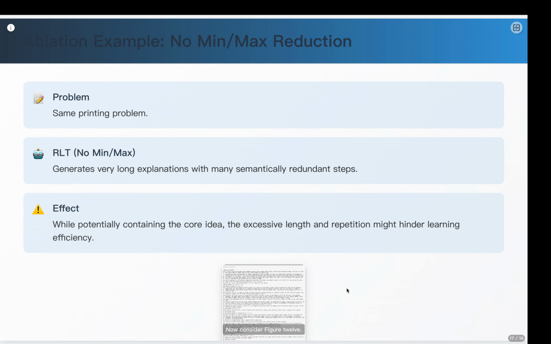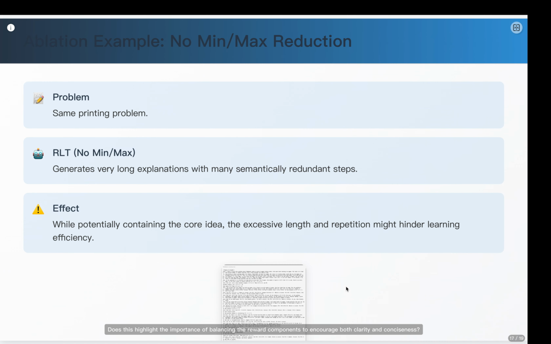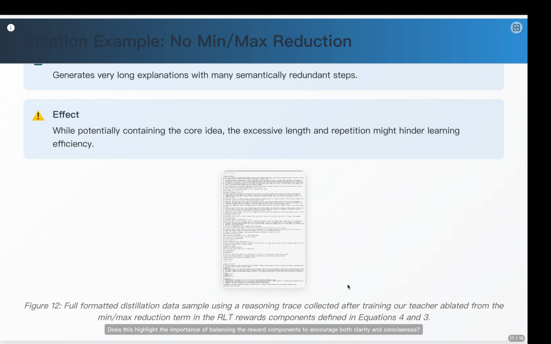Now consider Figure 12. This comes from the RLT trained without the min/max reduction terms. The explanation is extremely long, containing many semantically redundant steps. While it might eventually reach the correct answer, the sheer volume of unnecessary repetition could overwhelm the student and obscure the essential logic. The min/max terms seem to act as a regularizer, preventing the teacher from finding shortcuts that involve excessive length or redundancy. Does this highlight the importance of balancing the reward components to encourage both clarity and conciseness?